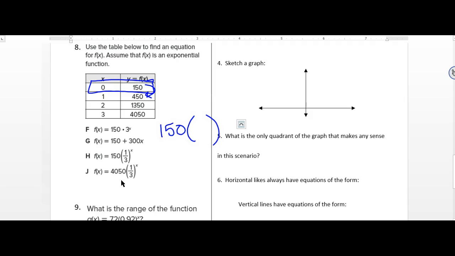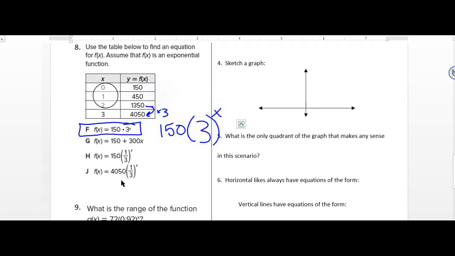Remember, we're not looking at what we're adding. Adding is a linear equation. Exponential is what we multiply. What do I multiply 150 times to get 450? Well, it's times 3. What about 450 to 1350? Times 3 there. So it looks like it's growing by times 3 to the power of x. That's looking like choice F.